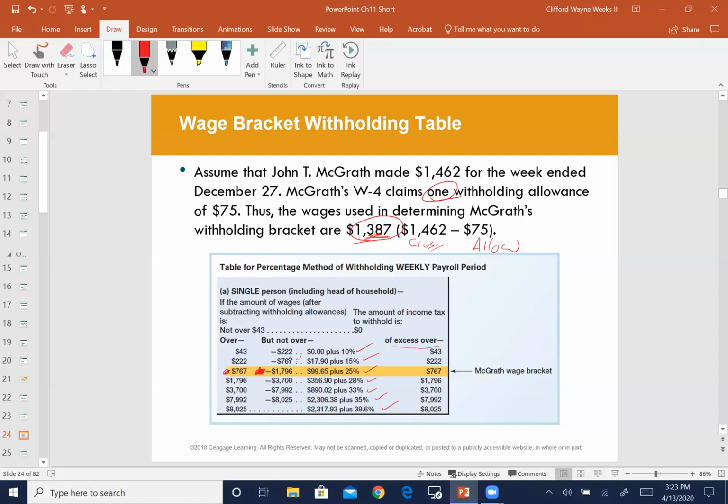And so we're going to take $99.65, and we're going to add it to $155. So let me write this out. We had this amount up here, 1,387. We subtracted from it the 767, and that gave us $620, and we're going to multiply this times 25%.